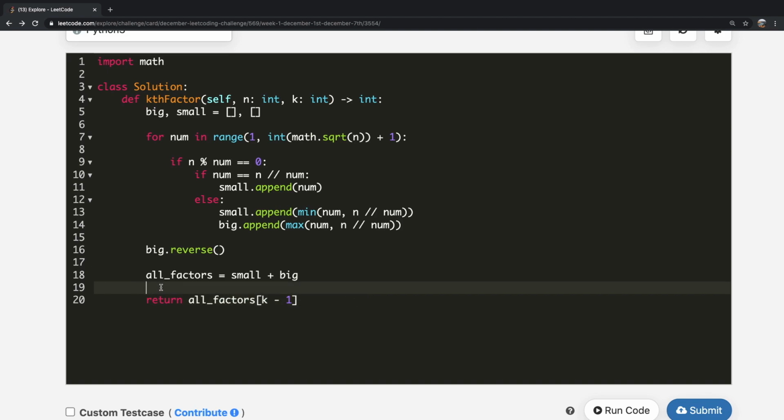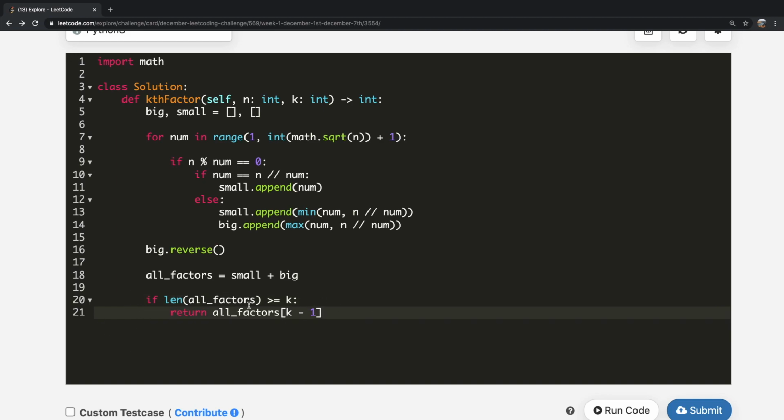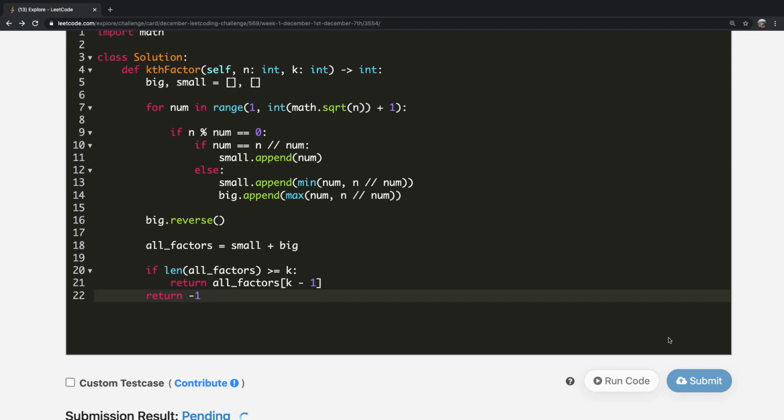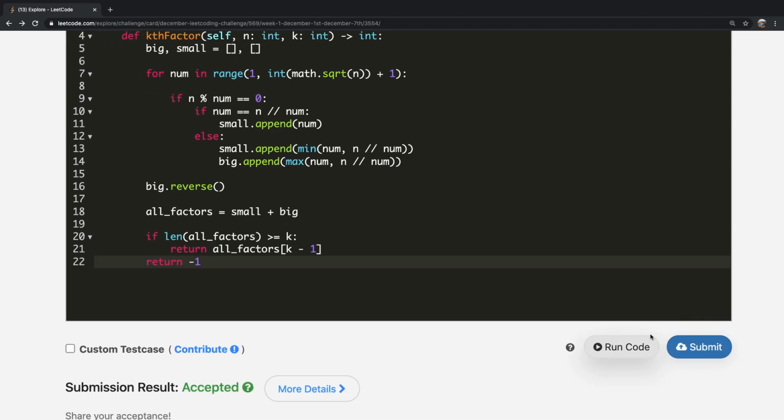But before we return this, we want to see if we can actually return it, right? What I mean by that is the length of all of our factors. The list all_factors has to be greater than or equal to k. And only if that is the case, then we can return this value over here. And if that is not the case, we're going to end up returning -1. So this should be it for the other way to solve this question. And as you can see, this submission was also accepted.